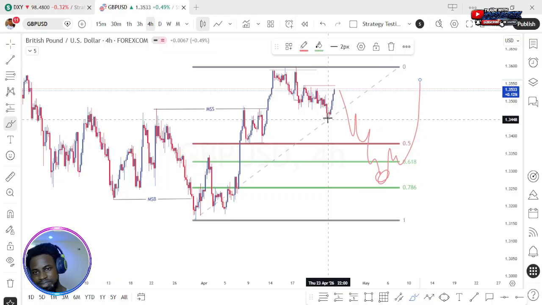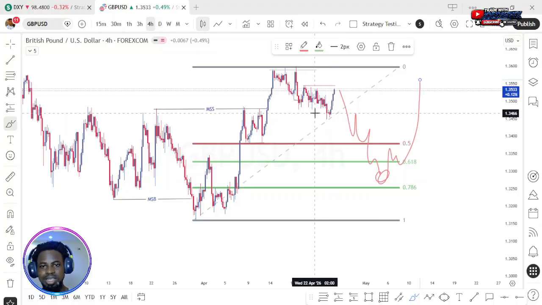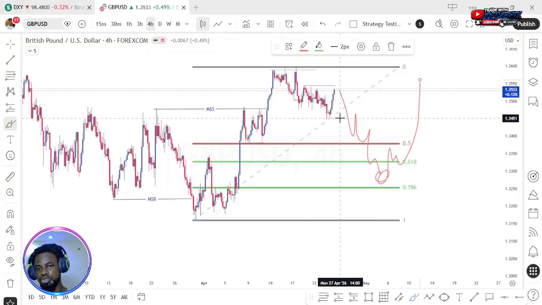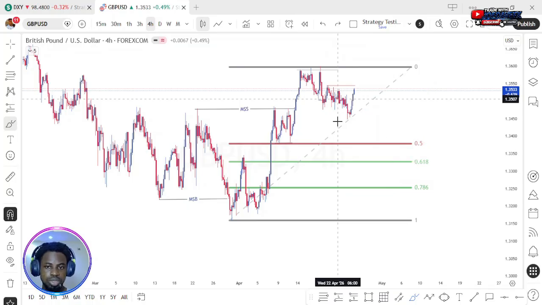This signifies that we need to see price drop into this zone before you can even consider taking this market long. Looking at this long here, taking the market long from this area is, to me, a trap. So that is for GBPUSD. I can see how everything is perfectly aligning with each other.